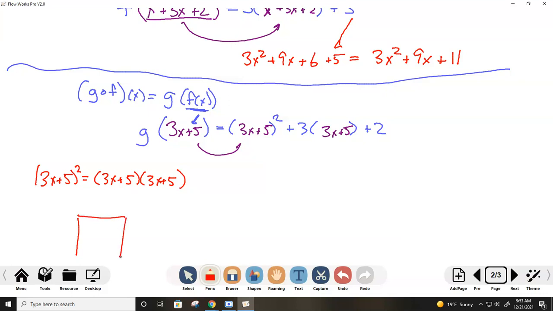And you can use the box, you can use FOIL. If you remember the formula, that's really slick. I'll do it out this way this time. We can't just distribute the square. Never do that. 3x times 3x is 9x squared. 3x times 5 is 15x. 3x times 5 is 15x. 5 times 5 is 25. So this first one gives me 9x squared plus 30x plus 25.